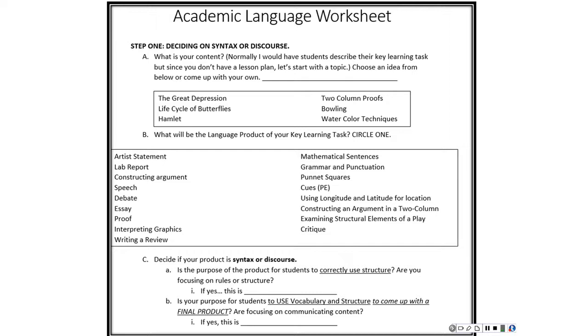What you have to do in the edTPA is be able to explain why you believe something to be what it is. You cannot just say this is discourse, because it's always discourse. It's discourse, it's discourse, it's discourse. Just like this is black, this is white, this is clearly orange.